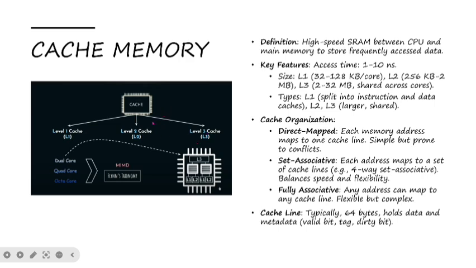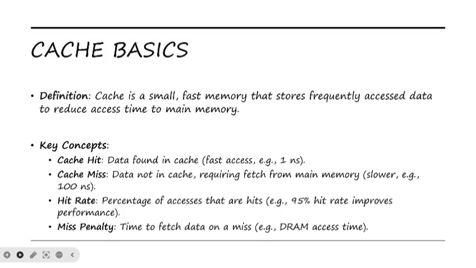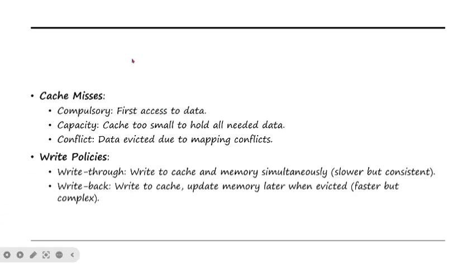Okay, so that's the hierarchy of the cache memory levels. Moving on to the next one, we have the cache basics. Oh, sorry, we have the cache misses rather, before we move on to the cache basics. A cache miss happens when the data a CPU needs is not found in the cache.